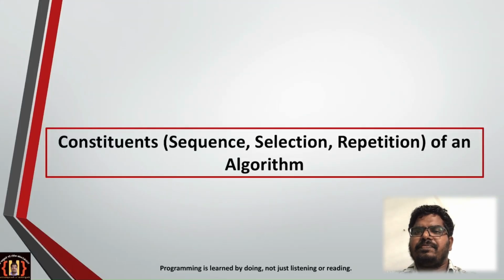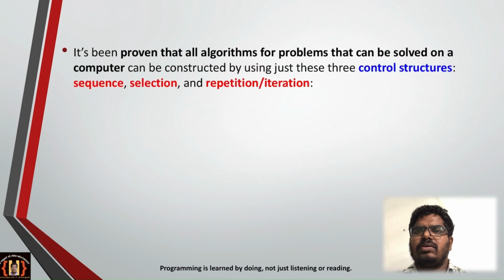Constraints of an algorithm. So it is proven that all the algorithms for the problems that can be solved on a computer can be constructed by just using three control structures. What are they? One is sequence, the other one is selection, and repetition. Means using these types of basic primitive operations, you can solve all the problems that can be solved by a computer.